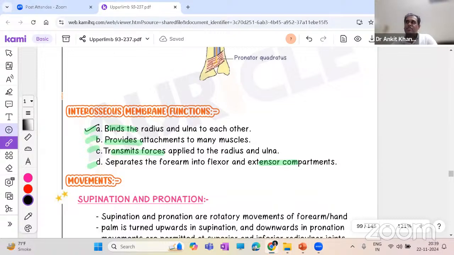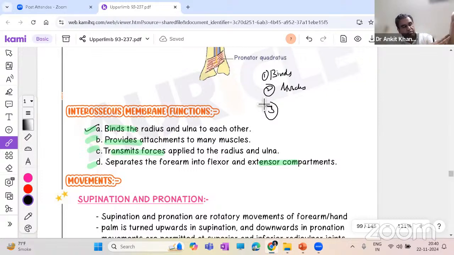Normally, people might ask, okay, radius and ulna, they are doing their job. What is the interosseous membrane doing over there? You say it is binding the two bones. Okay, very good. Anything else, beta? You say, yes, sir, this provides attachment to many muscles. Okay. Anything else? And sir, suppose a person falls down, so whole force is applied to this hand area, right? When you fall down, your hand strikes the floor. How will the weight be transmitted? It will be transmitted between radius and ulna. In the wrist, the weight goes to the radius.